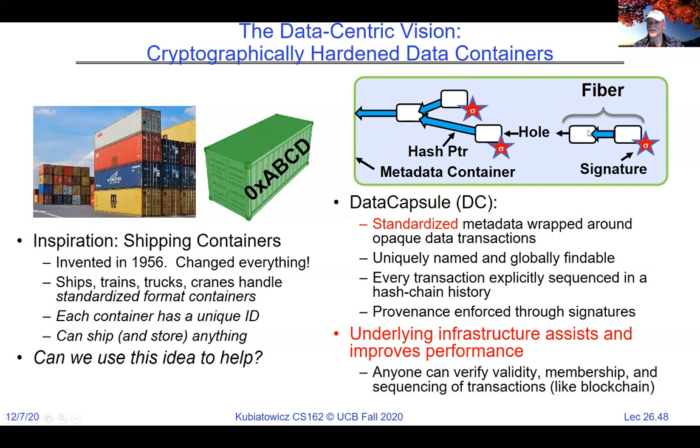Okay. Another way to look at this is almost like a blockchain in a box. And so what we're doing in our group is looking at how to take these data capsules and make them a standard in a way that everybody uses them. On top of them, you can build file systems and databases and everything you're used to. But underneath, the network knows how to ship these things around and route queries to them. So think of this again, the underlying network is like the ships and trains and cranes and planes that handle this standardized metadata. And what is the standardized metadata?